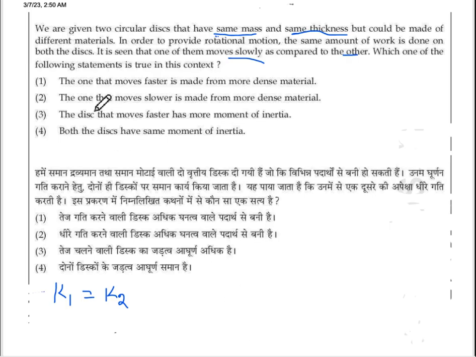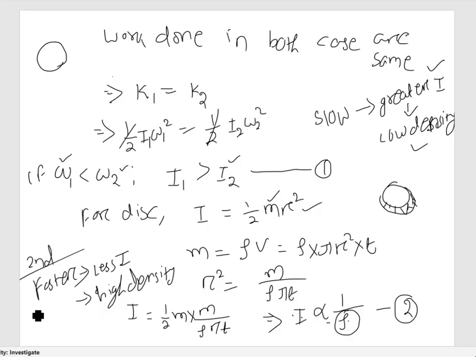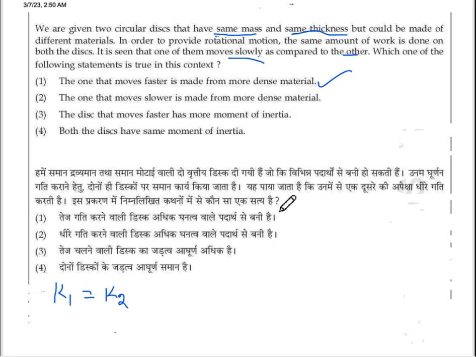So here the option is: the one that moves faster is made up of more dense material, right? So this is the correct answer. We just write here that the one which is moving faster has higher density. So clear? So we'll move to the second one.